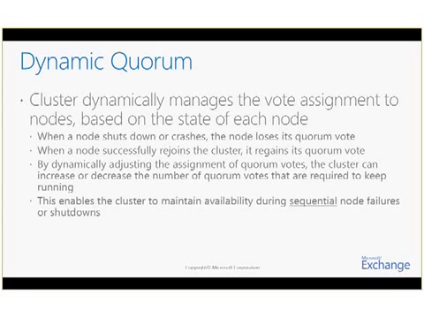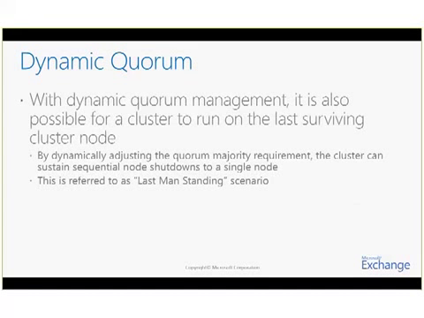And it also does allow the cluster to maintain quorum and availability during sequential failures or sequential shutdowns. Now, with Dynamic Quorum, it is possible for a cluster to run on a last surviving node. So what that means is I could start out with a very large cluster, and as long as I'm able to regain quorum after a failure happens, then Dynamic Quorum can dynamically adjust the number of votes required and shrink the number of votes needed to maintain quorum. And eventually, I could actually get down to just a single surviving node. This is called the last man standing scenario.